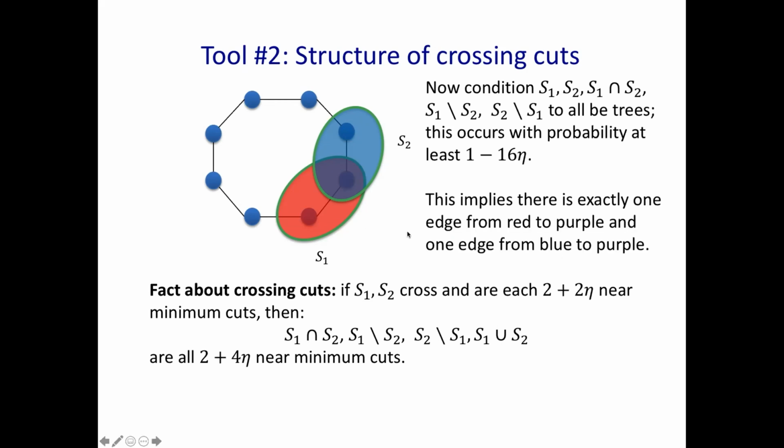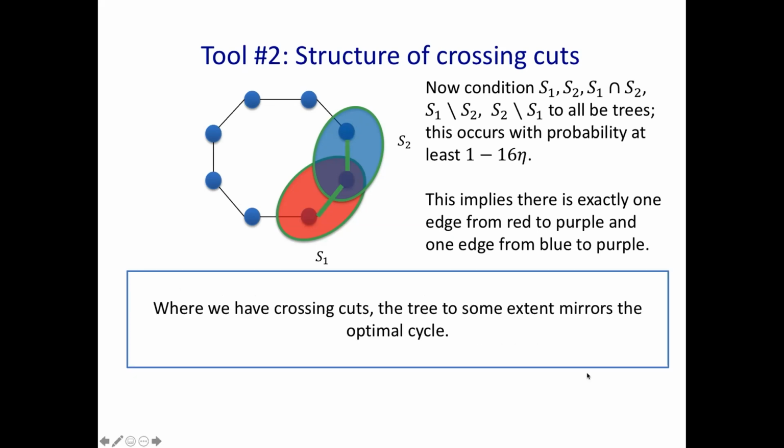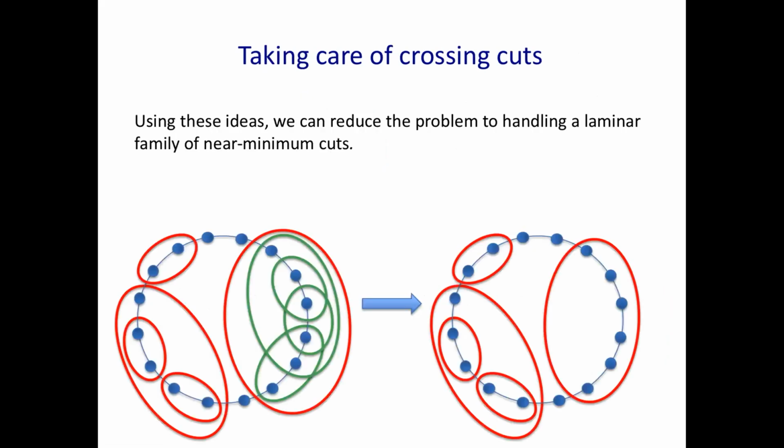So we get something that looks exactly like this. And in a sense, I can't get too specific, but this should tell you that when we have crossing cuts, the tree, at least to some extent, mirrors the optimal cycle. This is a kind of stronger form of the locally Hamiltonian property that only arises when we have these types of cut structures. And to make a long story short, we can use these ideas to reduce the problem to a laminar family of near minimum cuts. And again, we see this as a kind of reduction since it's valid for any distribution of spanning trees that respects the marginals of the TSP LP.